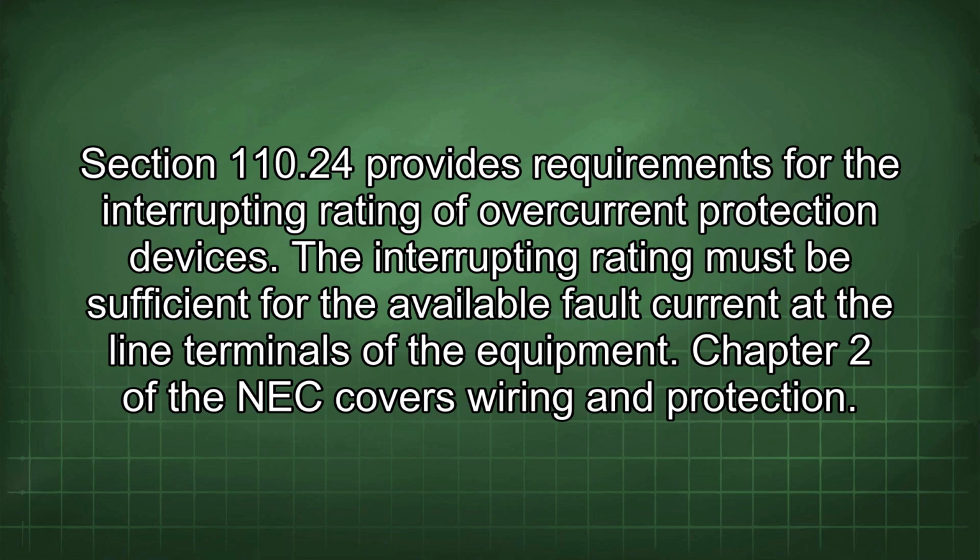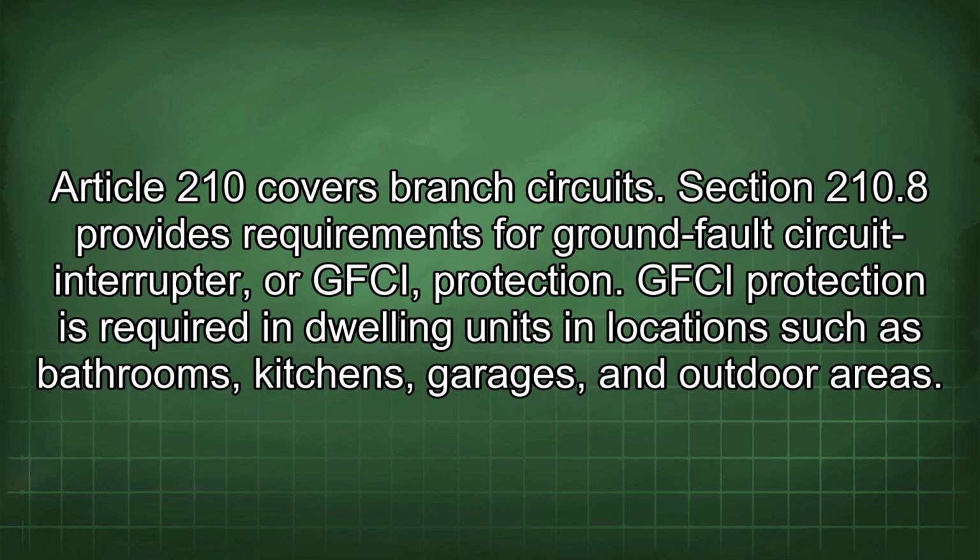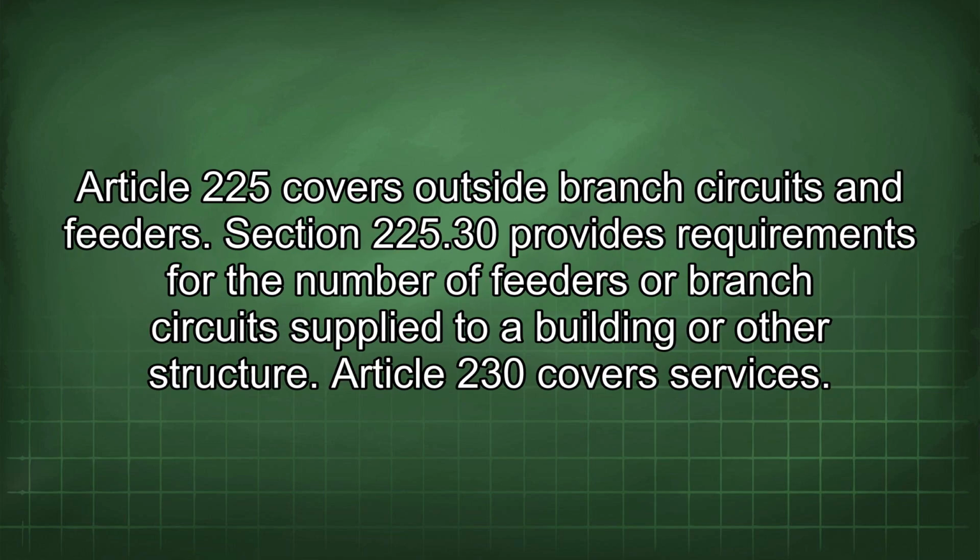Chapter 2 of the NEC covers wiring and protection. Article 210 covers branch circuits. Section 210.8 provides requirements for ground fault circuit interrupter, or GFCI, protection. GFCI protection is required in dwelling units in locations such as bathrooms, kitchens, garages, and outdoor areas. Article 225 covers outside branch circuits and feeders. Section 225.30 provides requirements for the number of feeders or branch circuits supplied to a building or other structure.